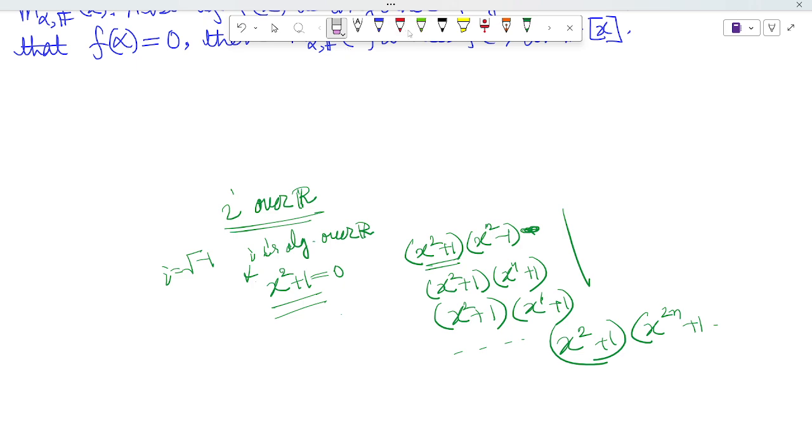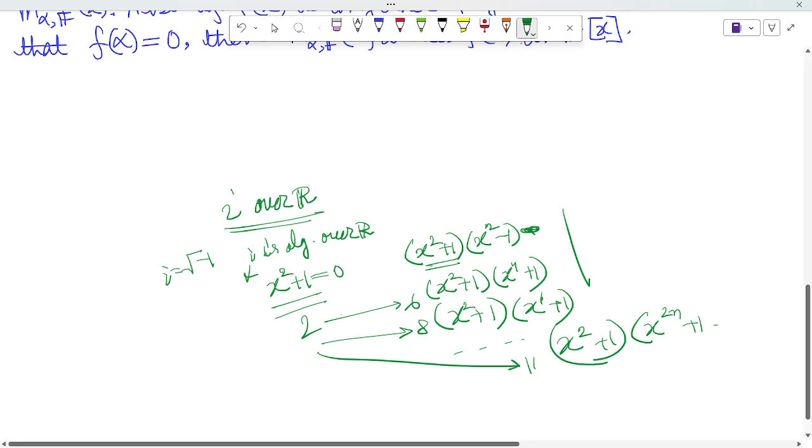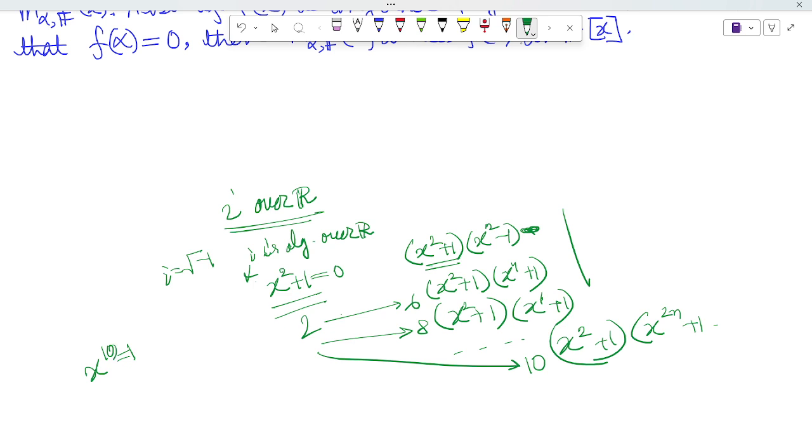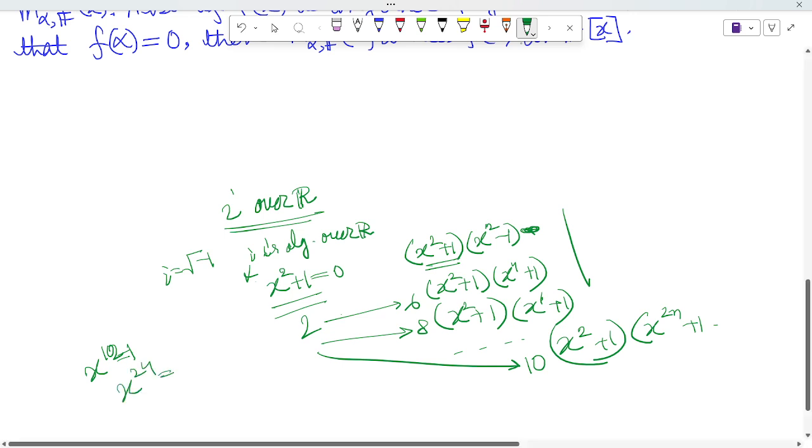So you can increase the degree according to your will, right? Suppose this is the 2-degree equation, this is the 6-degree equation, this is the 8-degree equation, and you can get a 10-degree equation that i will satisfy. For example, x to the power 10 might equal i. Sorry, it will not be i. So for example, x to the power 12 will be 1, because i to the power 4 is 1. Yes, x to the power 24 will be 1. So you can increase the degree, x to the power 100 will also be equal to 1.